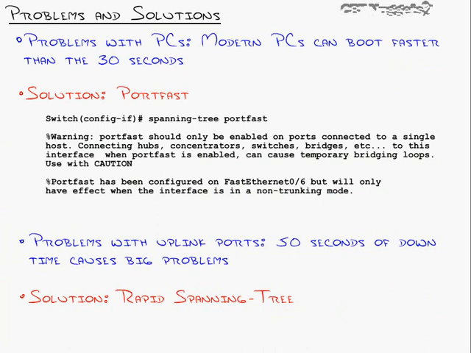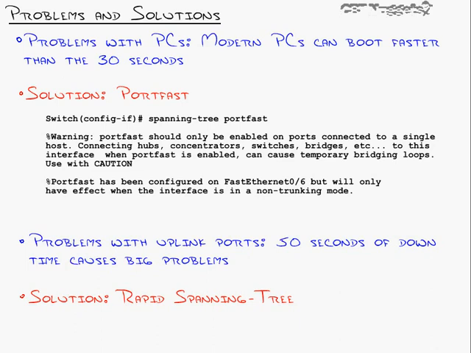These spanning tree delays cause two problems in our network. Number one is the problem with PCs. Modern PCs can boot faster than 30 seconds, meaning if you get the killer laptop or brand new desktop, it's going to be able to outboot the timer for spanning tree. So the port won't be active when the laptop is ready to go. Now it seems like a simple problem, like, well, wait 30 seconds before you surf the internet or something, right?